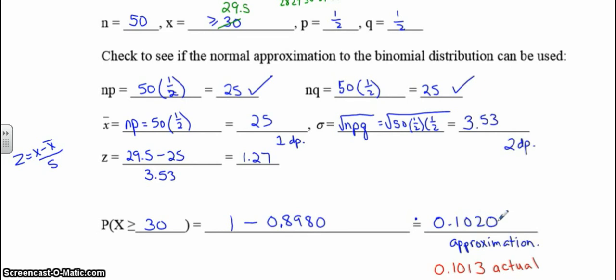Again, if n times p and n times q were not both the same, if one of them was bigger than the other or much bigger than the other, then the approximation and the actual would be further apart than this. So that's why you have to check to make sure that you're allowed to use the normal distribution.